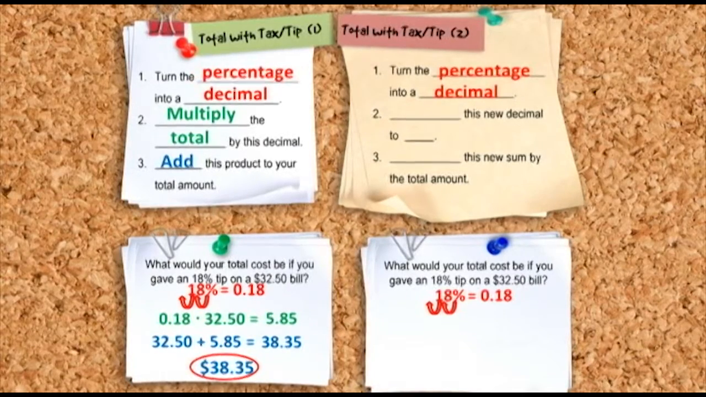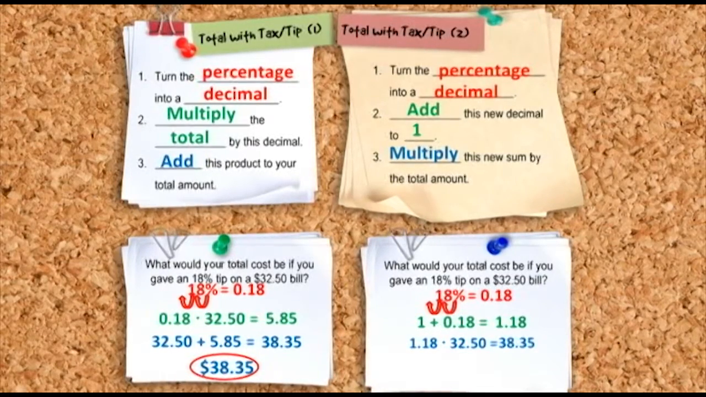The other method, I'm going to turn my percentage into a decimal yet again, move it over two places, 0.18. Step two, add this new decimal to one. 1 plus 0.18 gives me 1.18. I'm going to then multiply this new sum by the total amount. Multiply it together, I get the exact same answer.